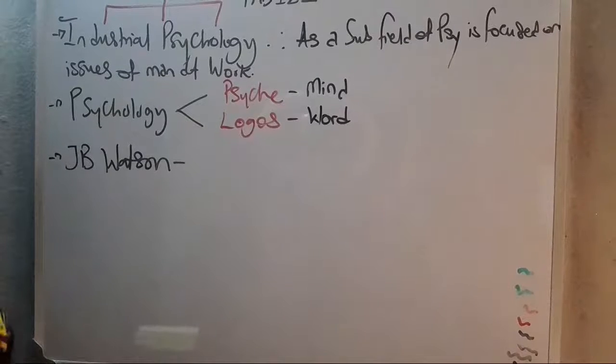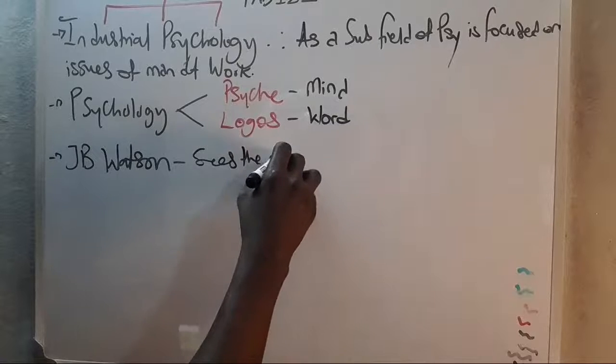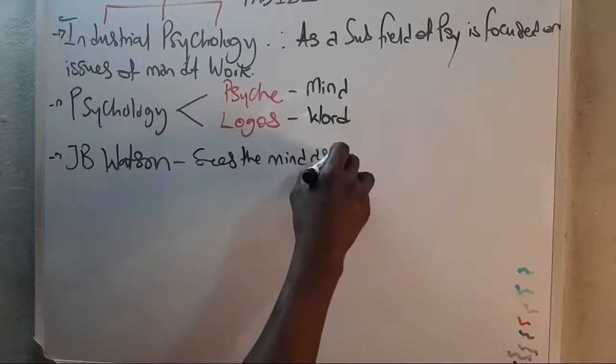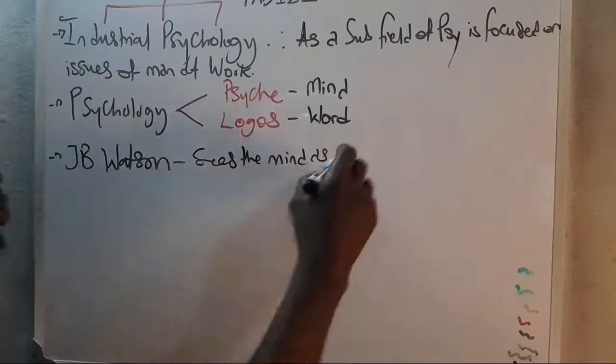Psychologists such as J.B. Watson see the mind as something that is unobservable and difficult to subject to scientific study.